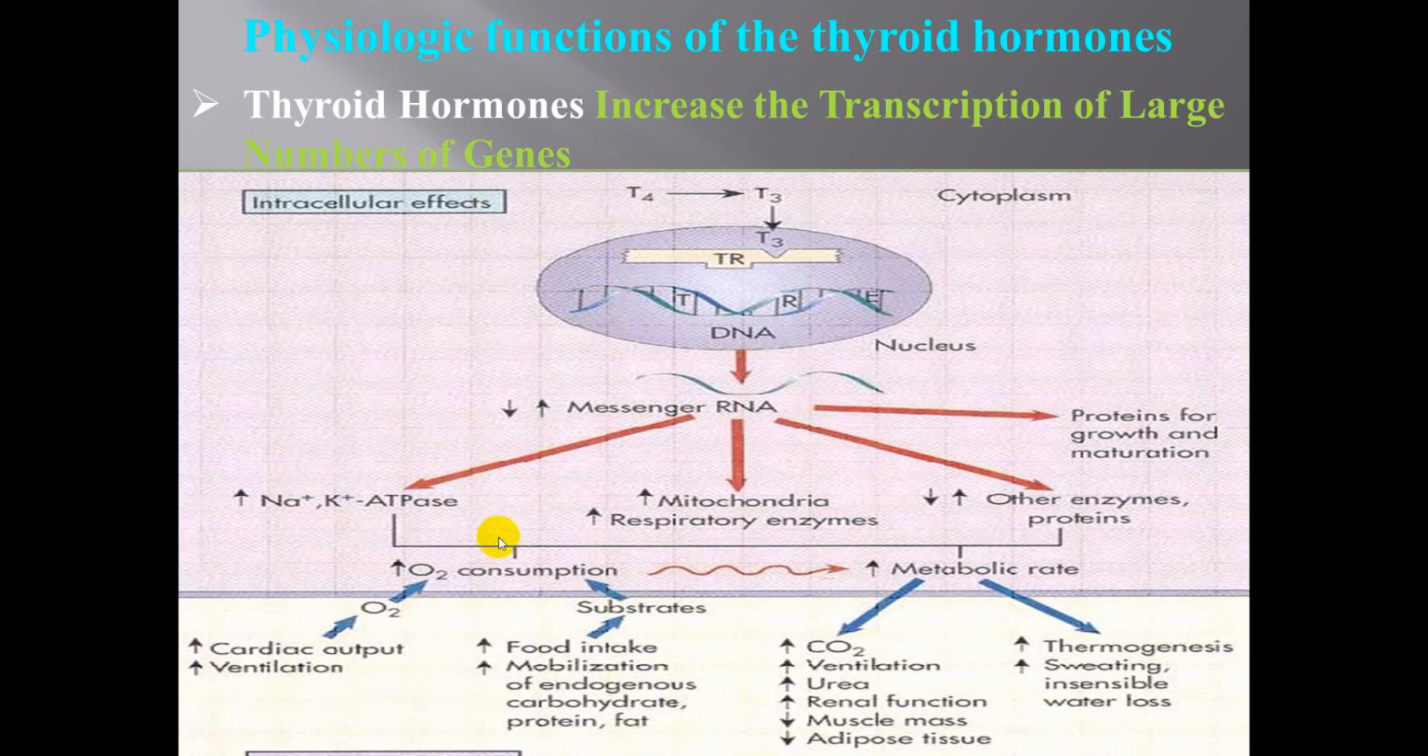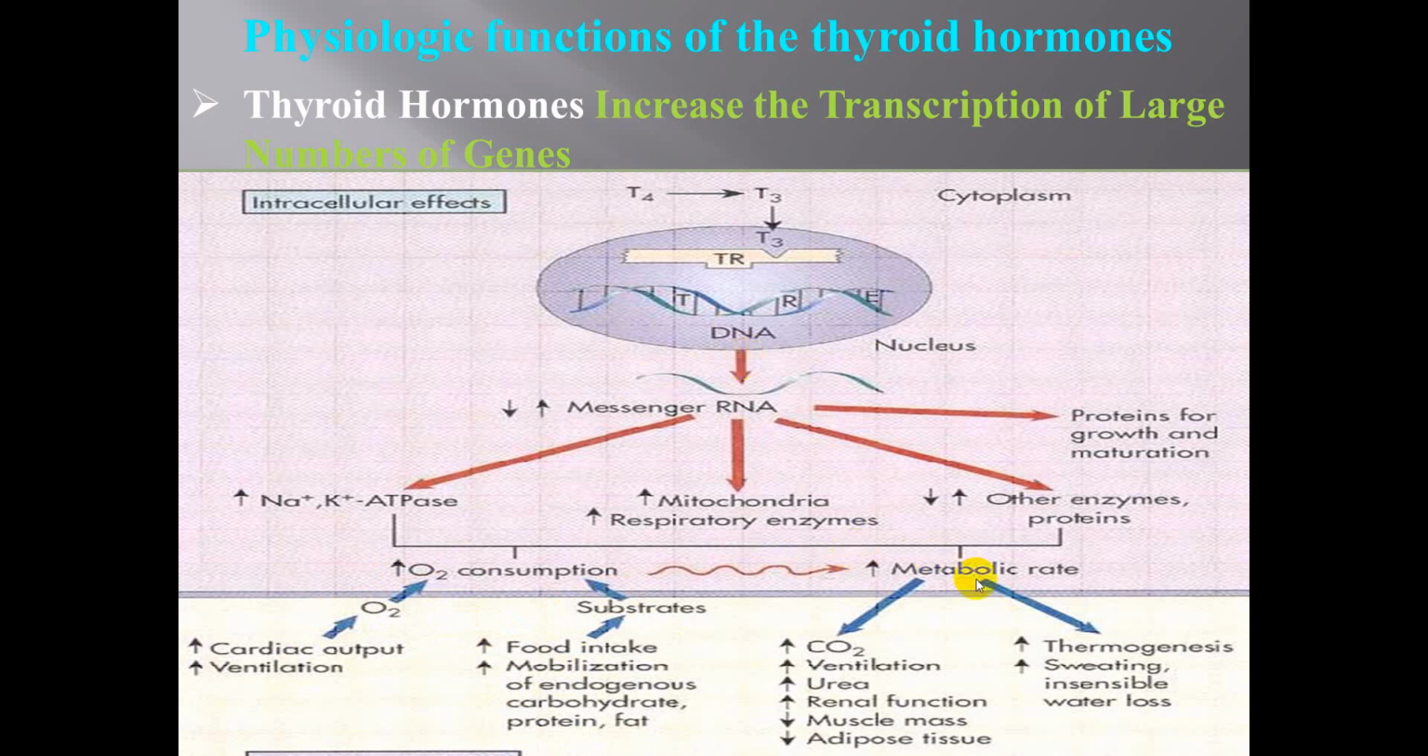اللي يساعد على إتمام هذه العملية هو الأكسجين واللي يوفره cardiac output، increasing of cardiac output و increasing of ventilation provide oxygen. In addition to increase the food intake و increase metabolization of endogenous carbohydrate, protein, fats for providing energy. واضح، all of these required for action of thyroid hormones.